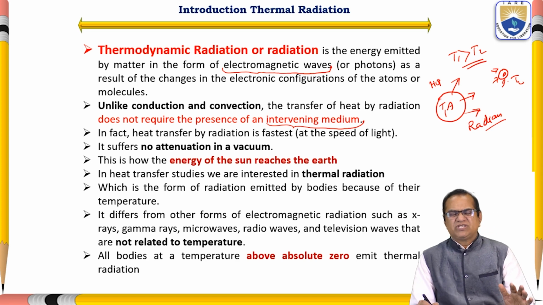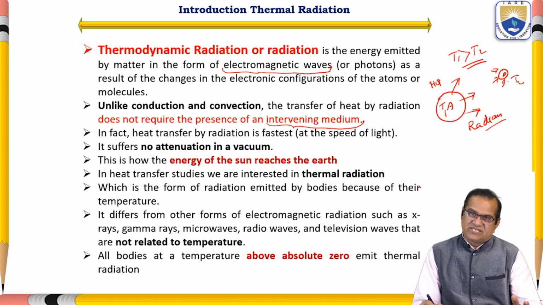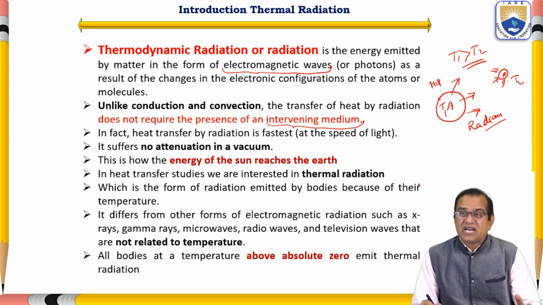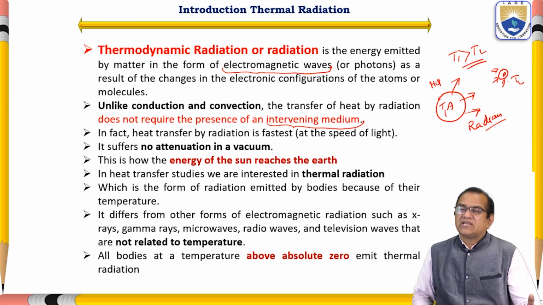Any body which is on the earth or anywhere will emit radiation, and this radiation is directly proportional to the temperature, and we will be discussing that it is T to the power 4.